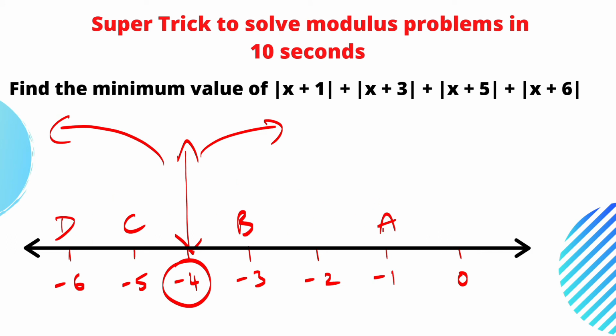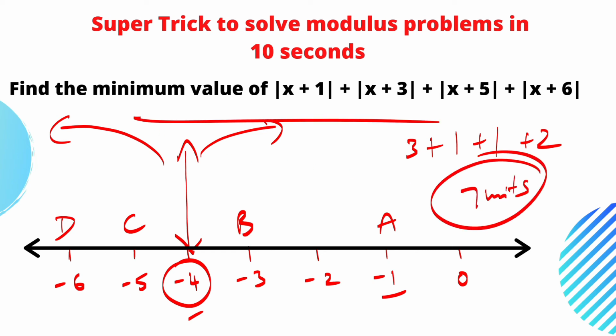So A is traveling from minus 1 to minus 4, which means it is traveling 3 units. B is traveling from minus 3 to minus 4, it is traveling 1 unit. C is traveling from minus 5 to minus 4, it is traveling 1 unit. And D is traveling from minus 6 to minus 4, which is 2 units. What is the total? 7 units. So 7 units is the minimum value of this expression. Okay, minimum value.